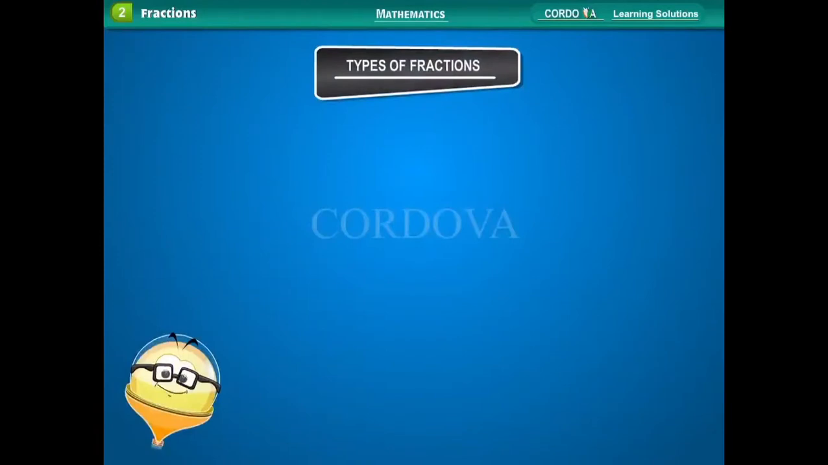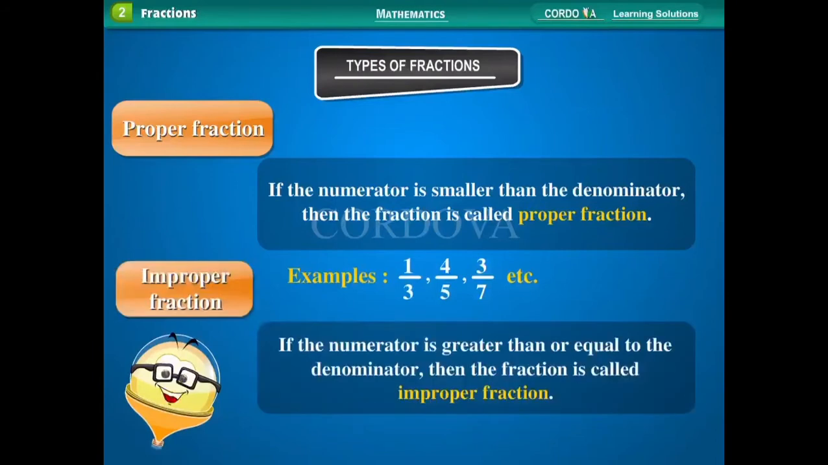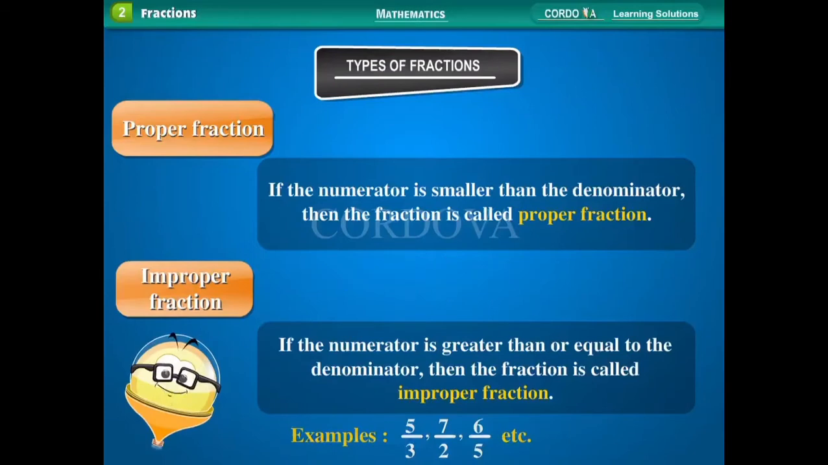Types of fractions. Proper fraction. If the numerator is smaller than the denominator, then the fraction is called a proper fraction. Examples: 1 upon 3, 4 upon 5, 3 upon 7, etc. Improper fraction. If the numerator is greater than or equal to the denominator, then the fraction is called an improper fraction. Examples: 5 upon 3, 7 upon 2, 6 upon 5, etc.